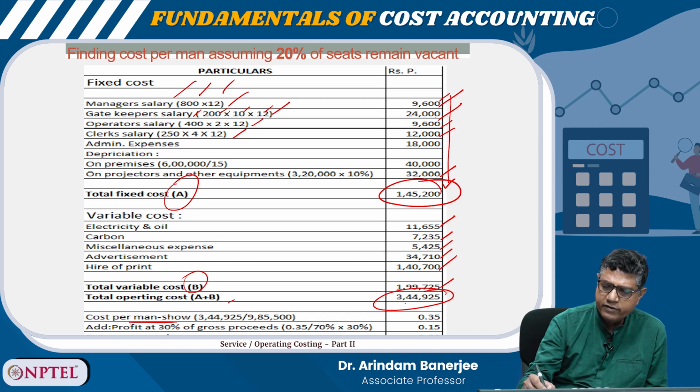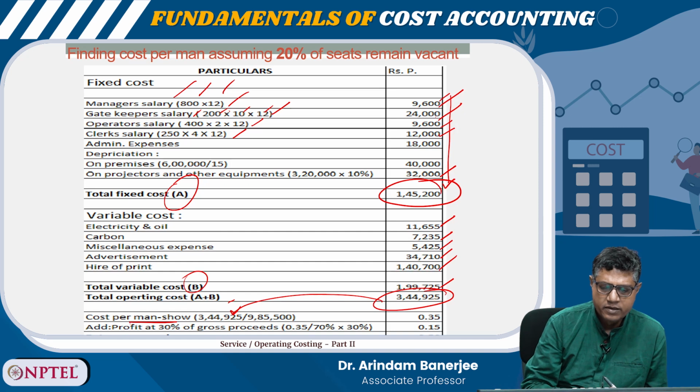So 3,44,925, it is coming from here, right? Divided by 9,85,500, right? This is the man show. So cost total man show. So it is coming to 0.35, right?